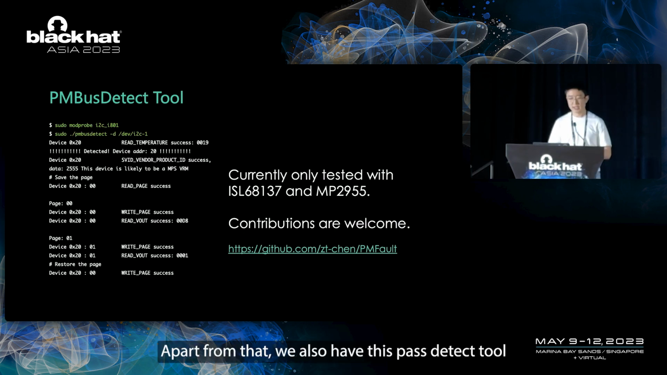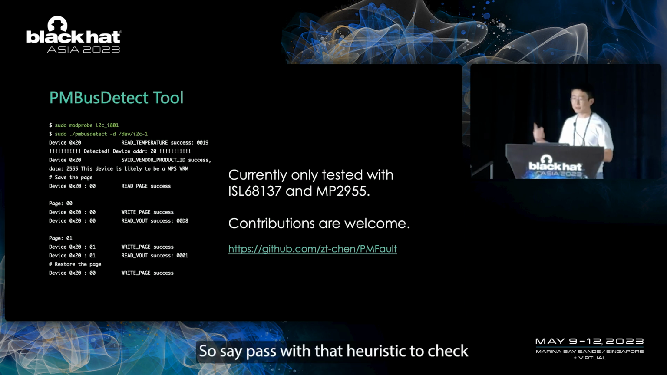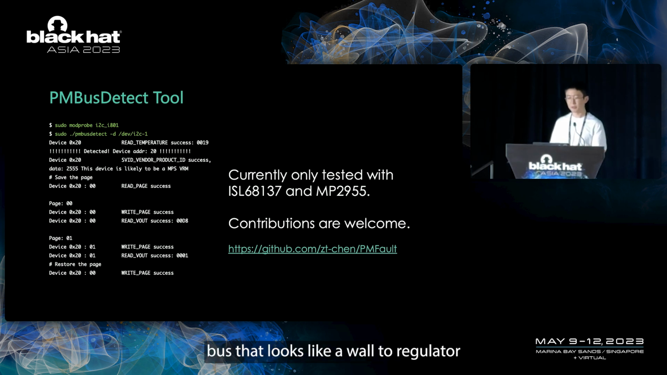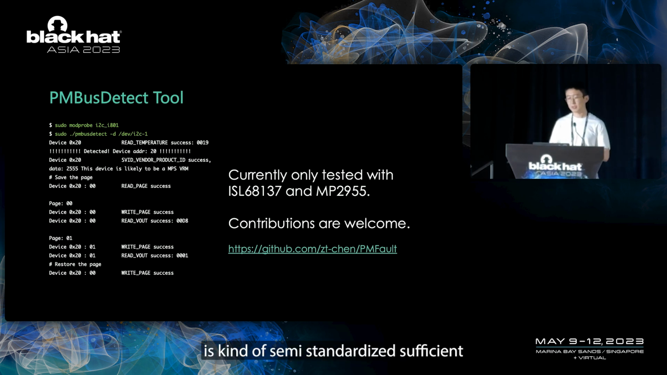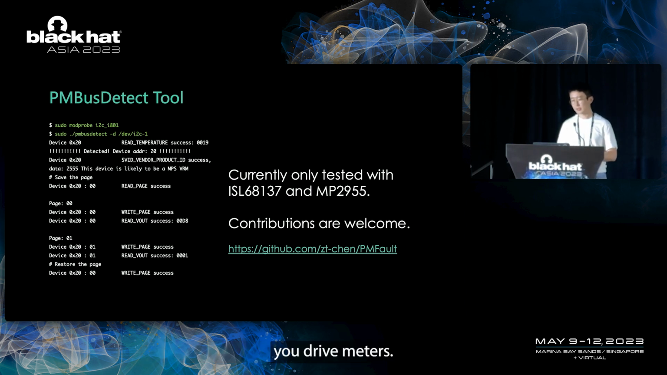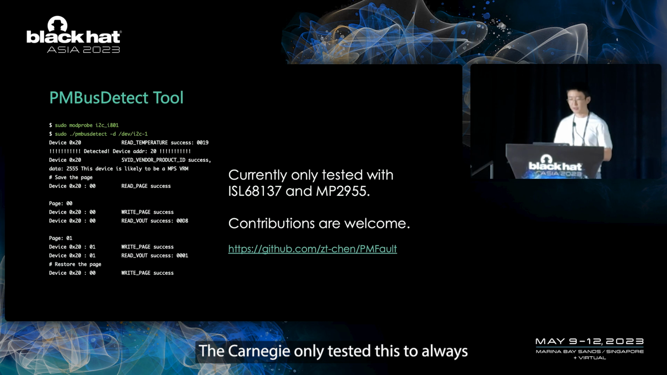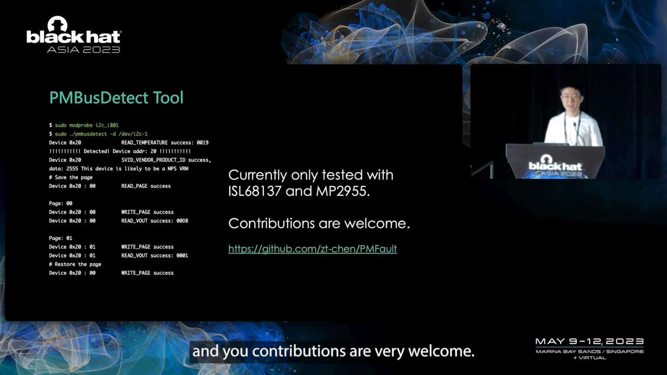Apart from that, we also have this PMBus detect tool. This tool allows you to scan the I2C bus with a heuristic to check if there is a device on the I2C bus that looks like a voltage regulator. Because the PMBus specification is semi-standardized, there may be different command sets in different voltage regulators. We currently only tested this tool with this voltage regulator module, and your contributions are very welcome.